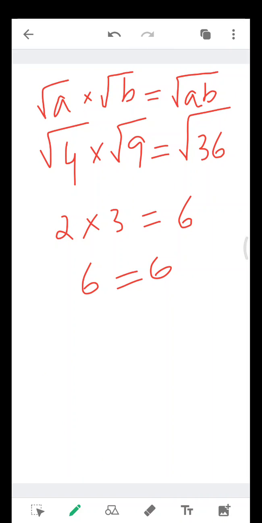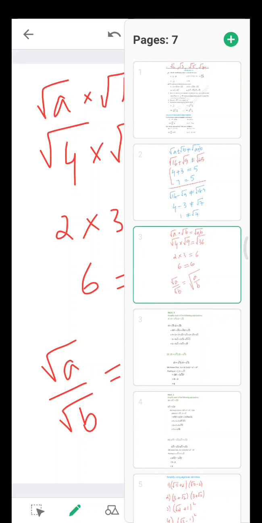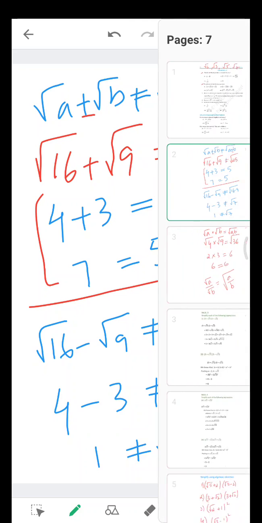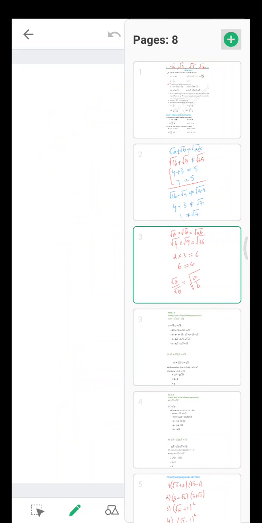So I can say that root a into root b is equal to root of a times b. Similarly, root a by root b is equal to root of a by b. This is also correct. So this is equal for division and multiplication, and for addition and subtraction they will not be equal. Remember all these rules. These are important for MCQ questions. Okay, let's see a few more basic things because this is a new concept.